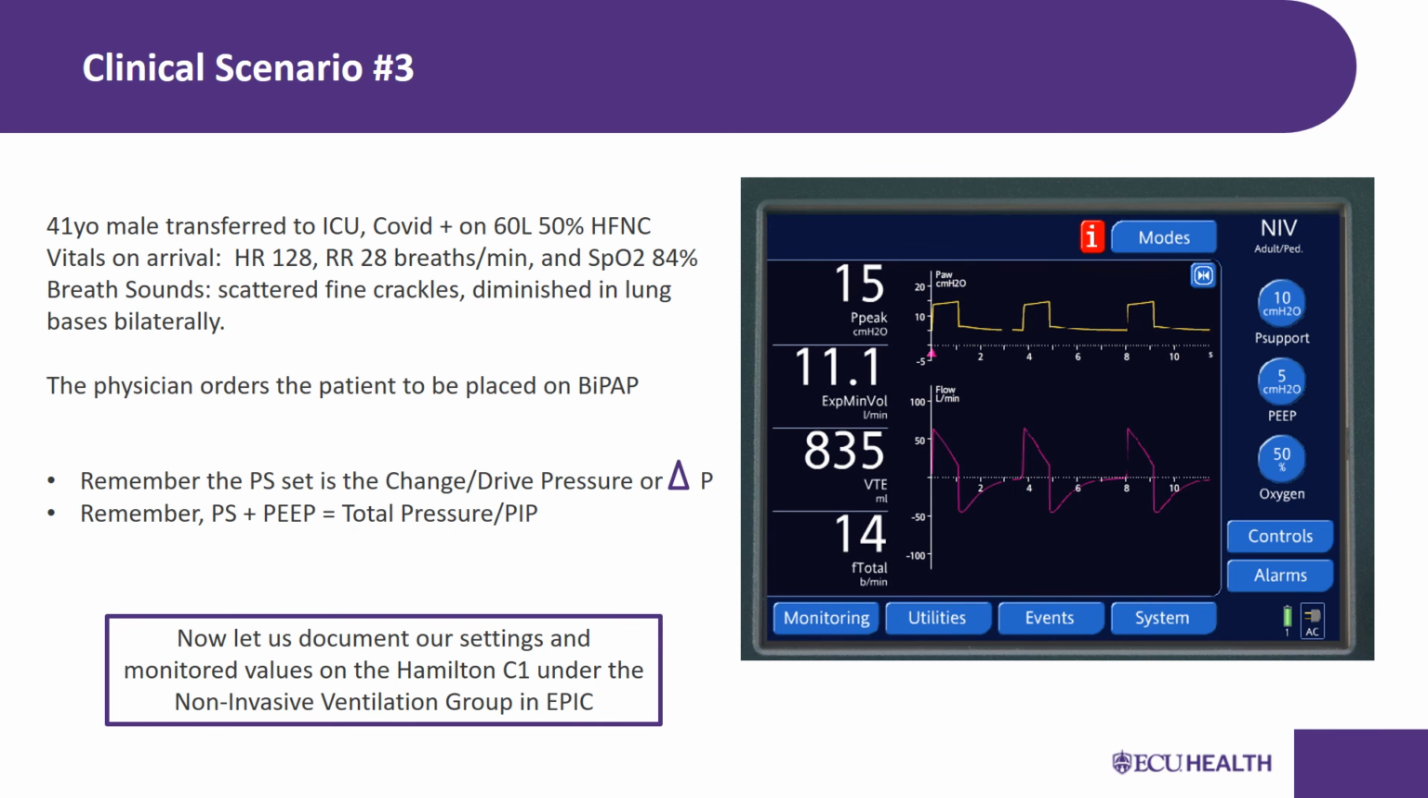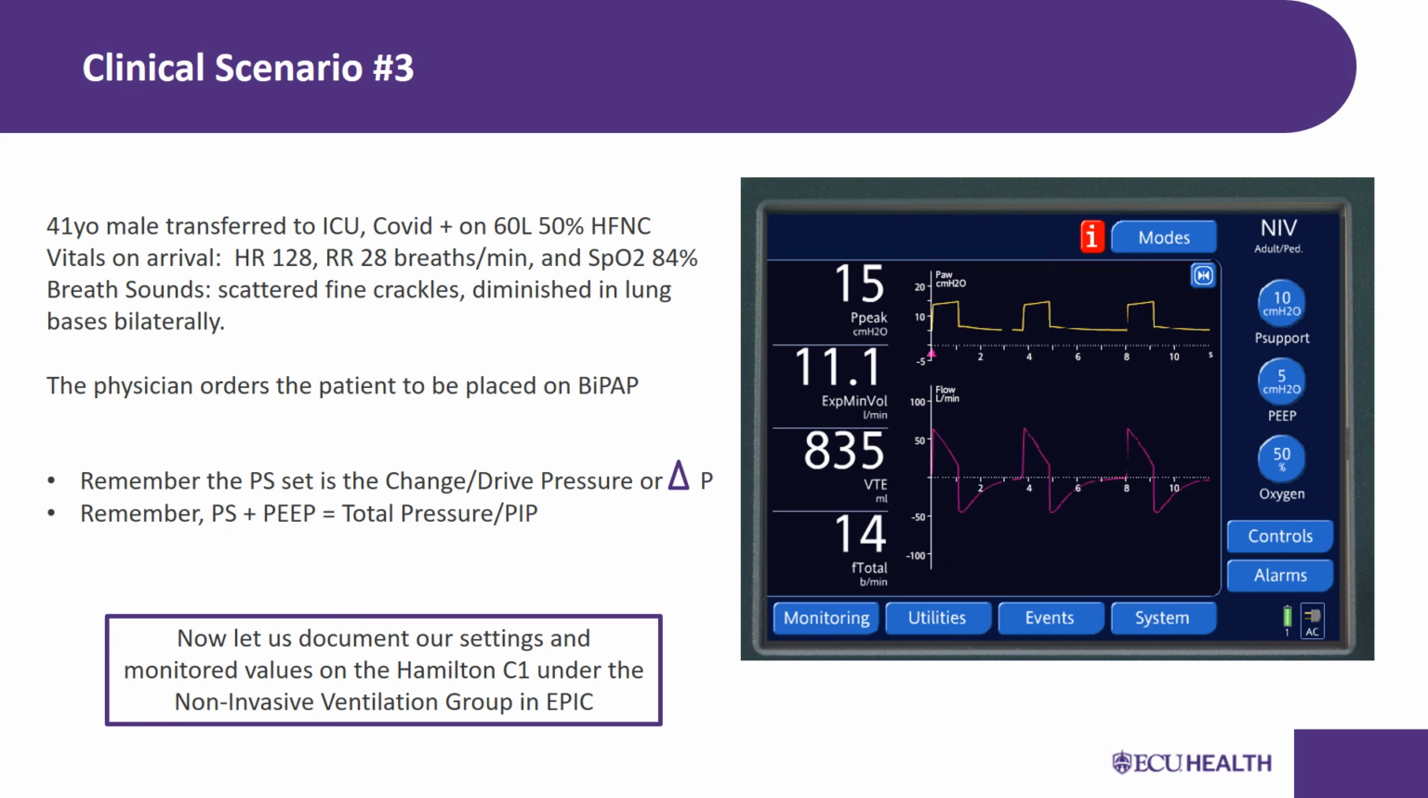Moving on to clinical scenario number 3, we have a 41-year-old male transferred to the ICU, COVID positive. He's been on 60 liters, 50%, has accessory muscle use, is working pretty hard. His vitals on arrival, heart rate 128, respirations of 28, and a saturation of 84%. His breath sounds are scattered fine crackles bilaterally with diminished lung sounds in the bases. The physician orders for the patient to be placed on BiPAP.